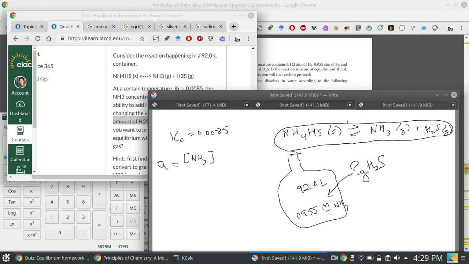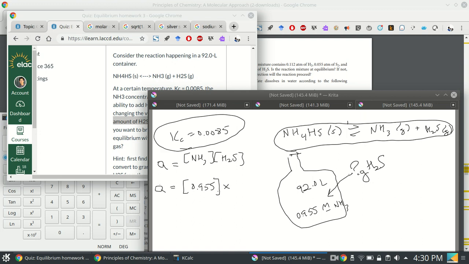So Q equals the products over the reactants. And the reactants are solid, so I ignore those. So the Q is going to equal 0.955 molar times the H2S. Now I'm going to call the H2S the X, all right? So I want to know, what is the concentration of H2S? In other words, what is the X that I need to make Q equal to Kc, all right?